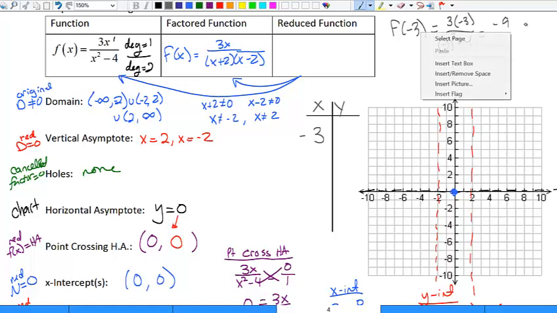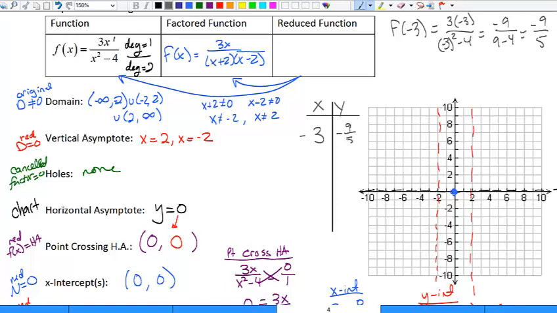I'm getting negative 9 in the numerator over 9 minus 4, which is 5, so negative 9/5. Negative 9/5 tells me that my point is down here. Negative 9/5 is like almost negative 2, not quite. But that one point tells me the rest of the picture. With that one point and my asymptotes, I know I have to get really close to both my vertical and my horizontal asymptotes without crossing them. So that's the only way that the picture can look, just with one point.